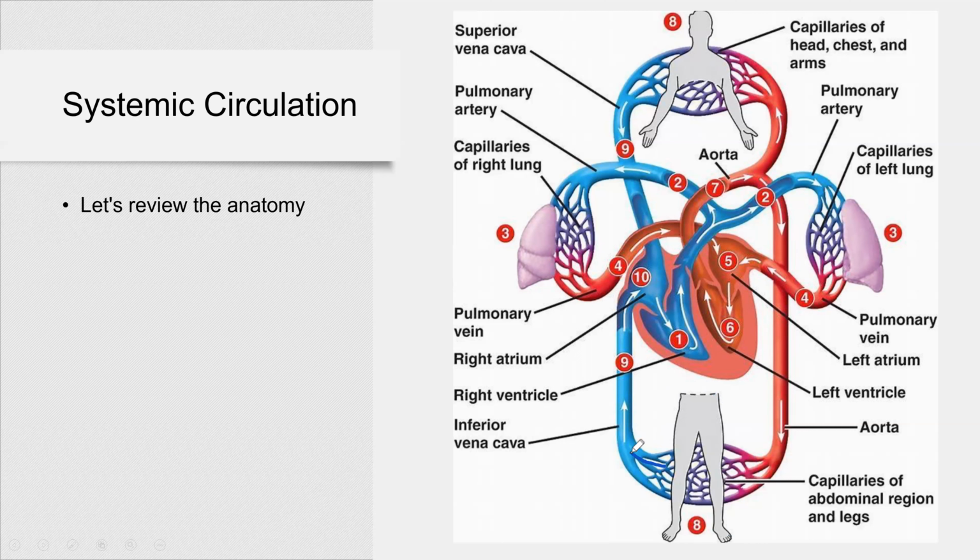Then the blood returns through the inferior vena cava or the superior vena cava and back to the right atrium, tricuspid valve, right ventricle, and then you start all over. Right, so here where you see the lungs, this is pulmonary circulation, and here where you see the upper and lower part of the body, this is systemic circulation.